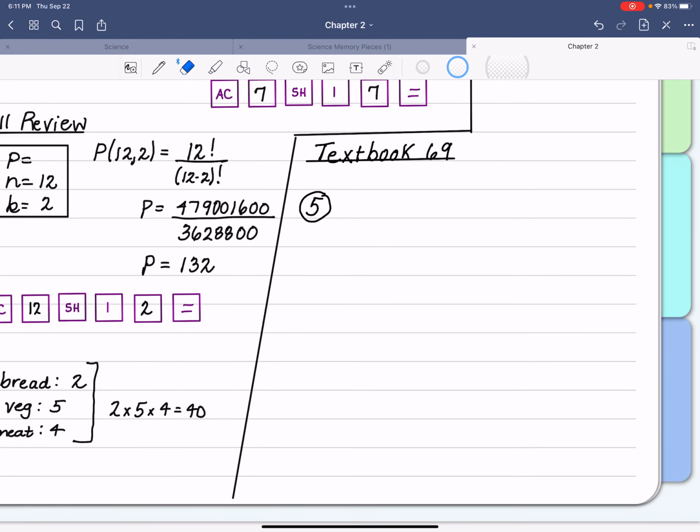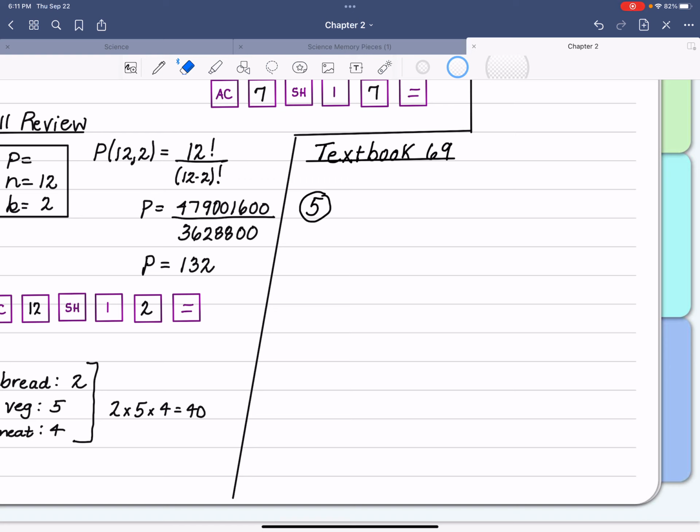I am back with textbook page 69. We are looking at the rest of this review, and I'm on question number 5. How many ways can 5 different positions be filled by 9 applicants? So we need to decide if this is a permutation or a combination.